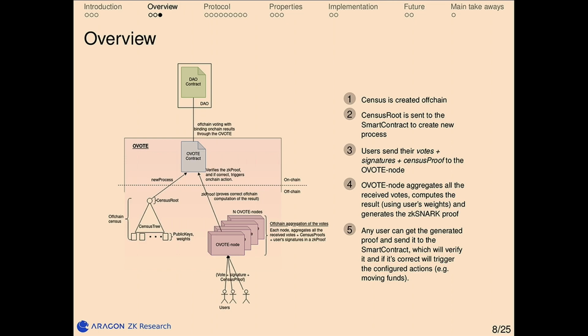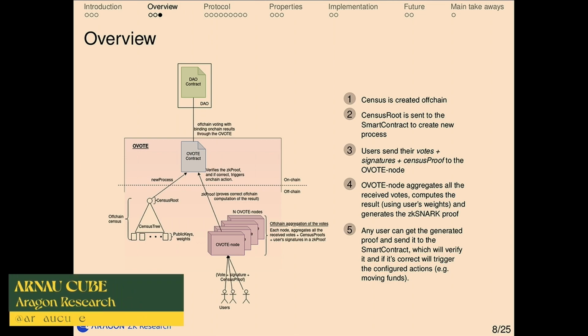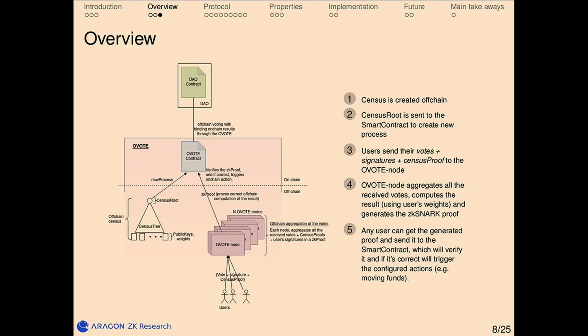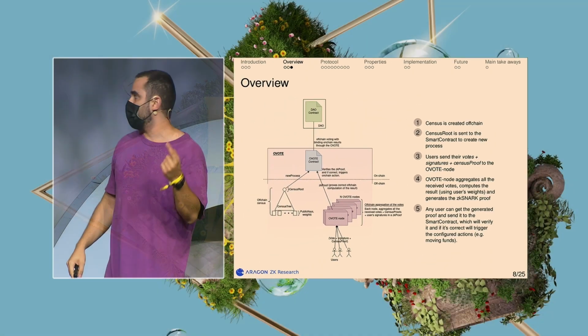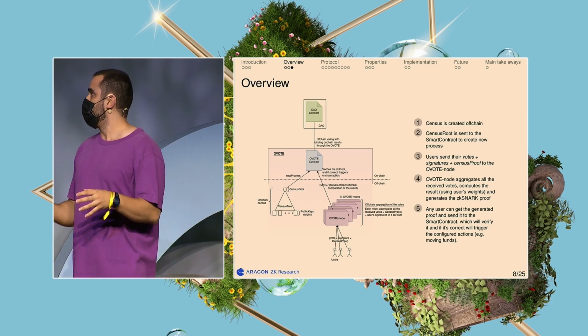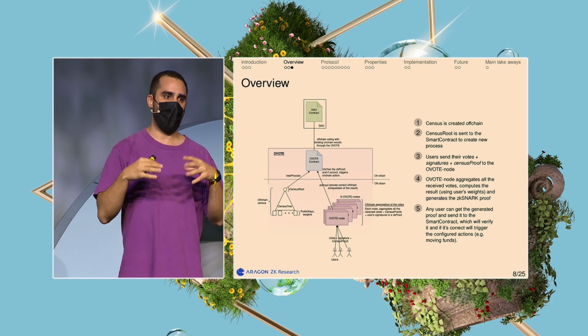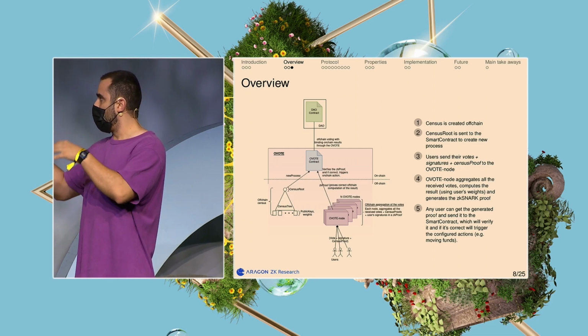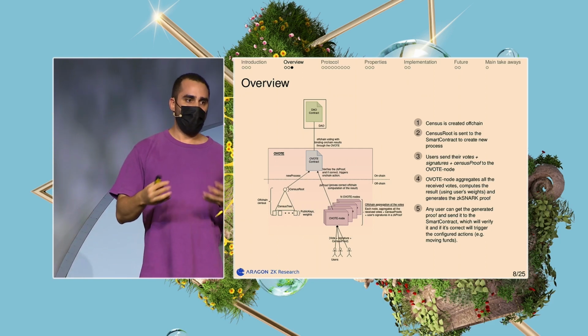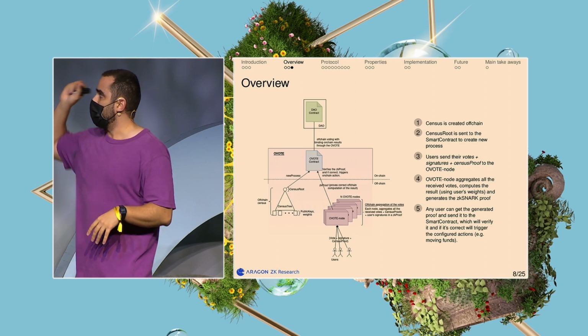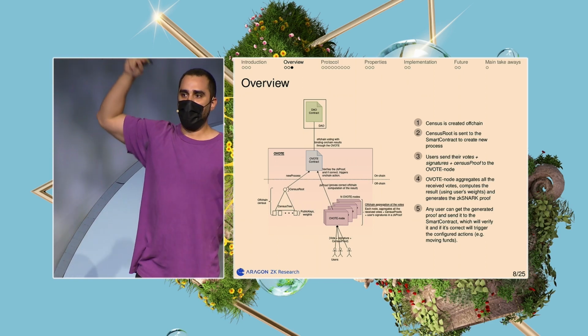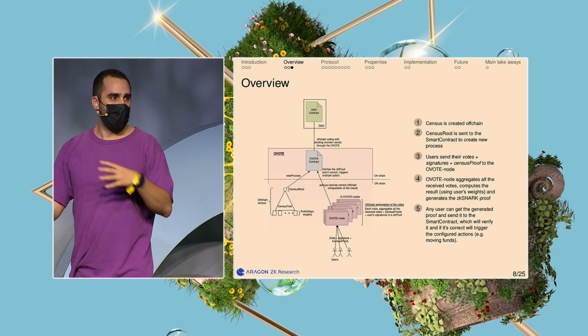This OVOTE node is the one that aggregates all those votes and generates a valid ZK snark proof that, as we will see later, proves that everything is computed correctly and the result is correct. Then this is sent to the smart contract on Ethereum. With just this single transaction containing the ZK proof, the smart contract can verify it. If everything is fine, this means that all the votes computed for this result are the correct ones from valid users. So this can trigger execution on chain, for example moving the DAO funds or whatever.